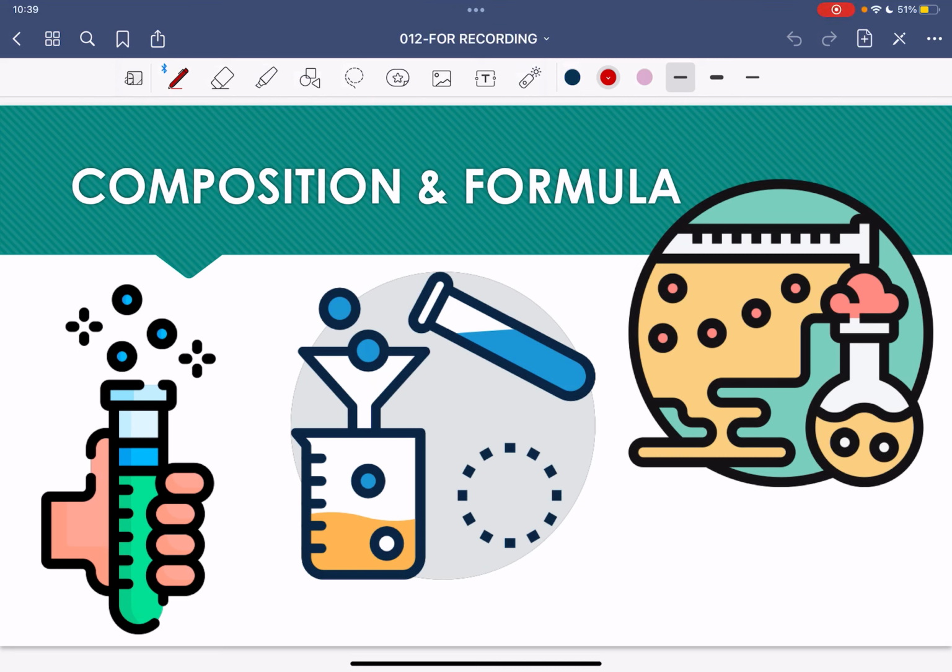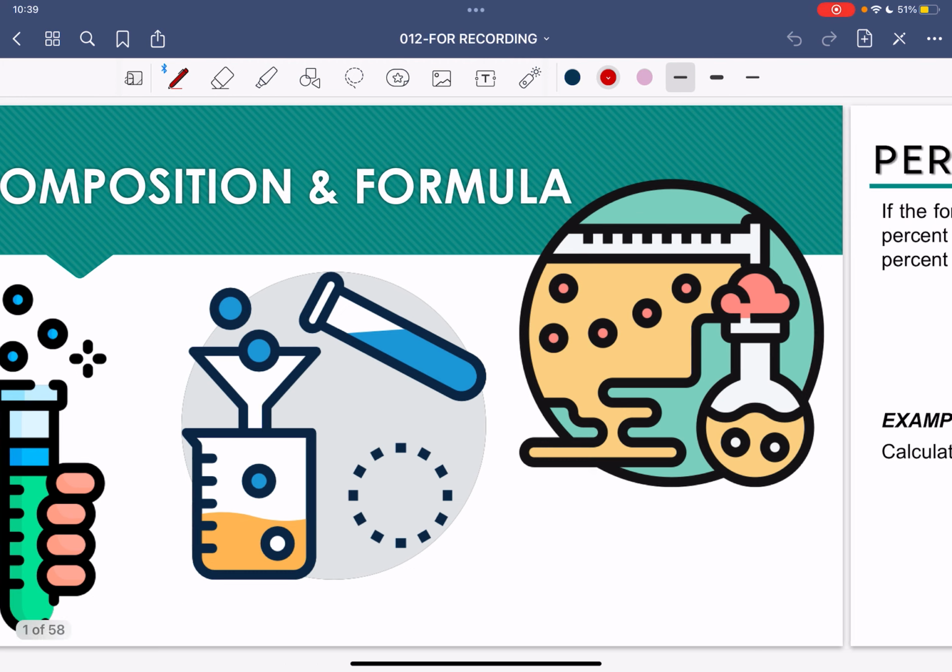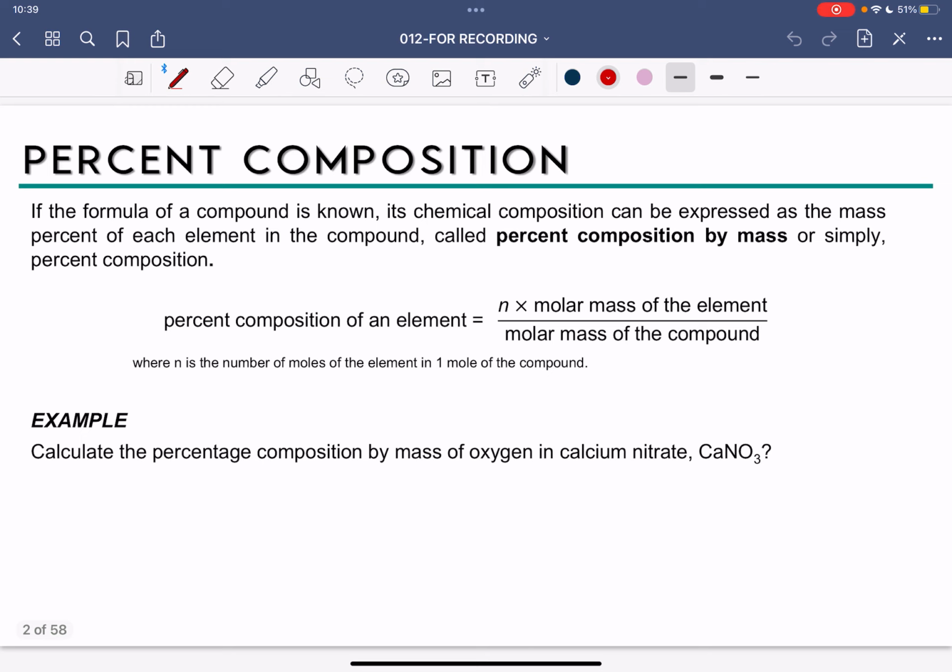Hi, so in this video we're going to talk about composition and formula. We're going to continue from the last face-to-face meeting that we've had. Today we're going to talk about the percent composition. So what is percent composition?